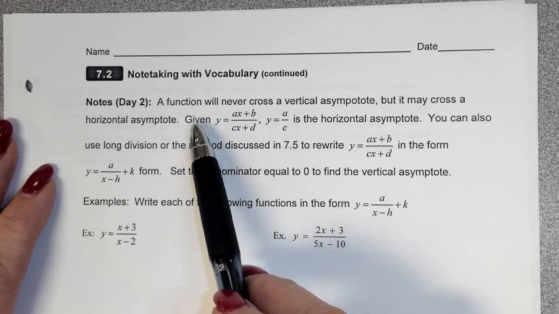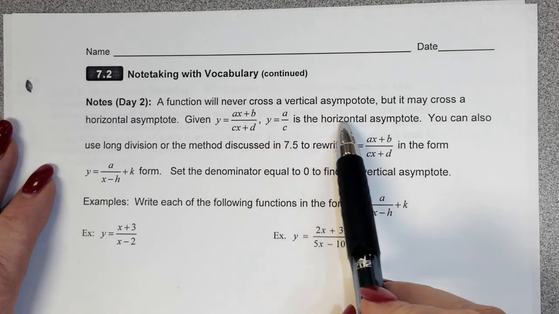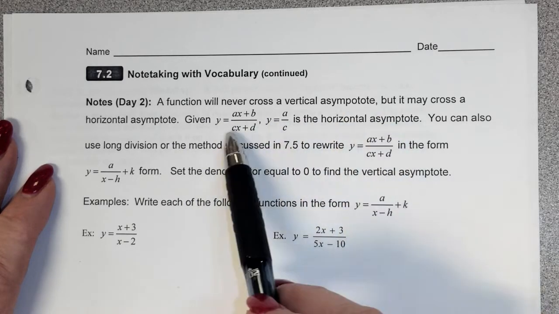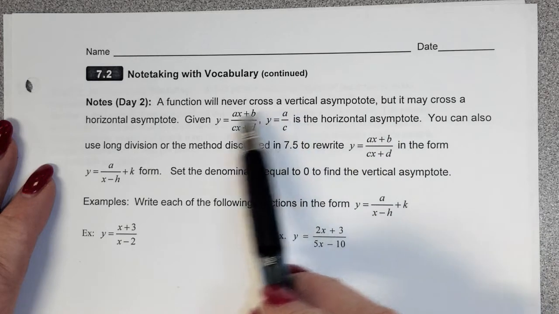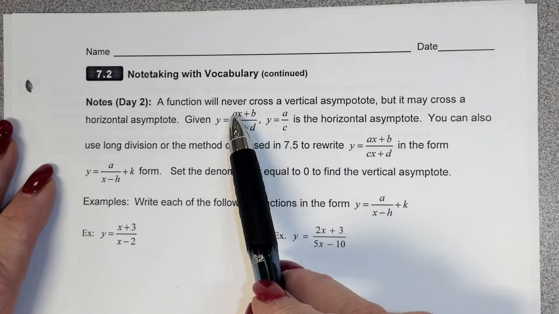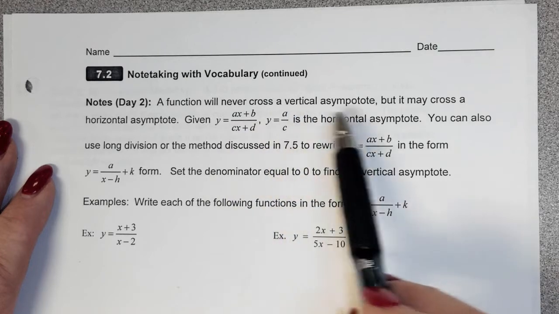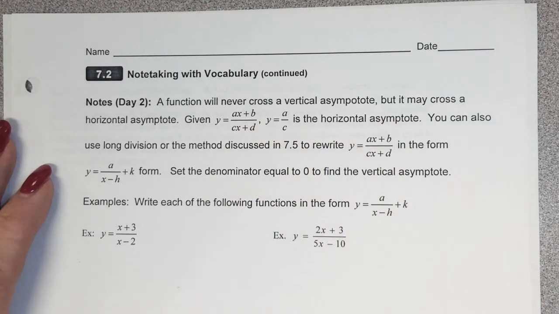Another important part is that if we're given the equation in this form, we can quickly find the horizontal asymptote by just doing y equals a over c. So it's the coefficient of x here in the numerator divided by the coefficient of x here in the denominator. Y equals that value will always be the horizontal asymptote.